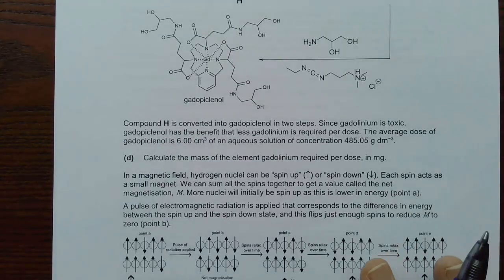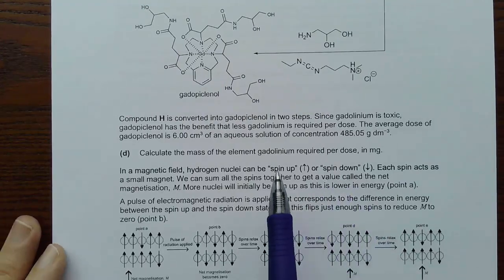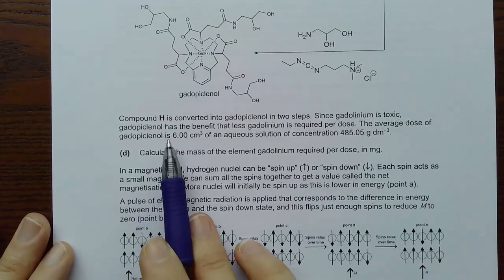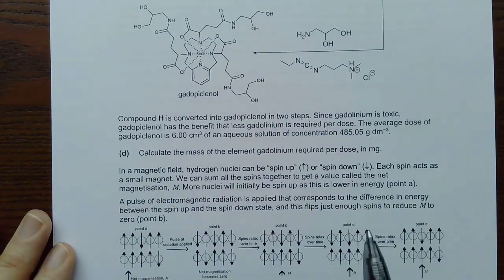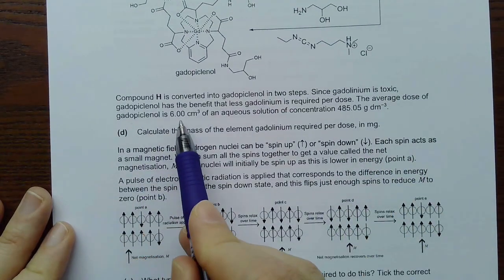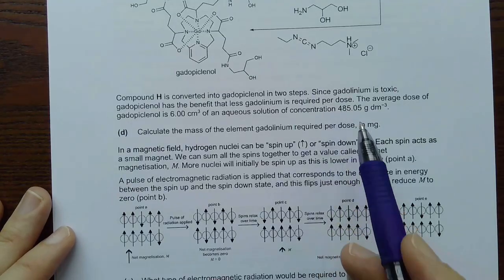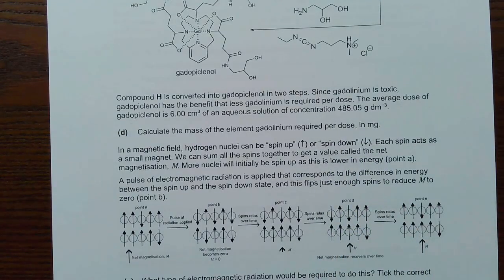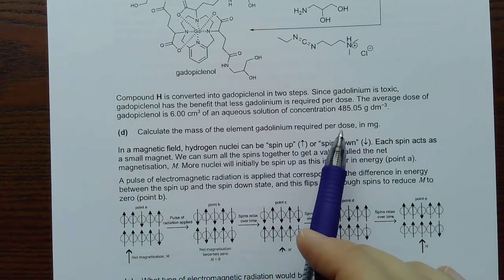Okay, so then they give you very nicely the rest of the synthesis, although it doesn't seem to be too important for the rest of the question. So compound H, what we just found, is converted into gadopiclinol, which is the contrasting agent, and the average dose of gadopiclinol is 6 centimeters cubed of an aqueous solution of concentration 485.05 grams per decimeter cubed. And then we are asked to calculate the mass of the element gadolinium required per dose in milligrams.